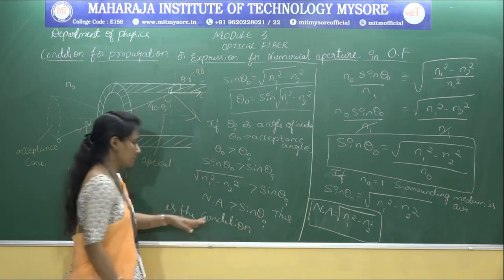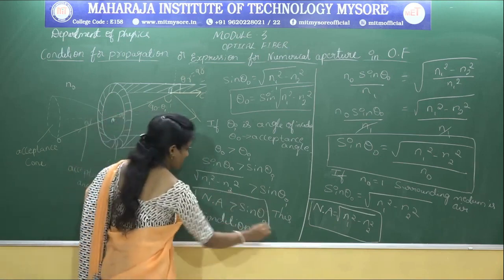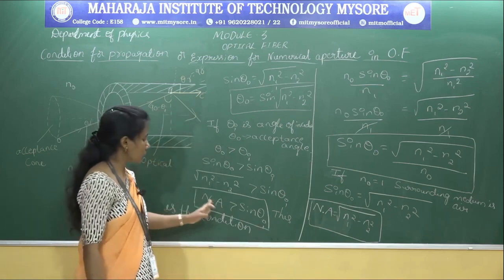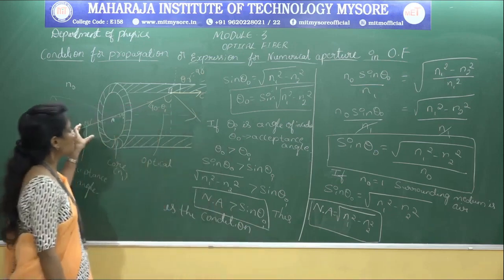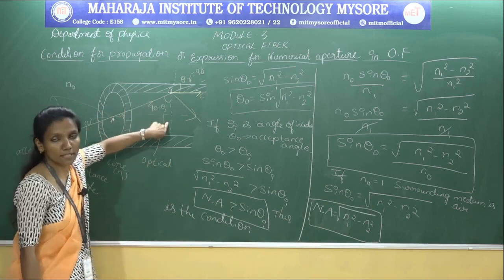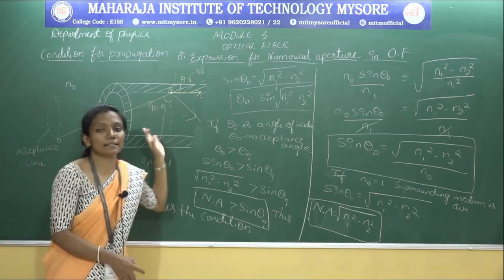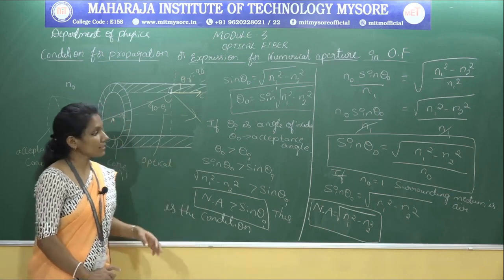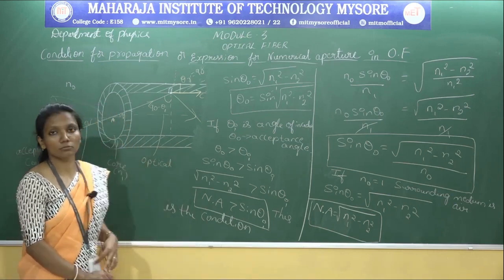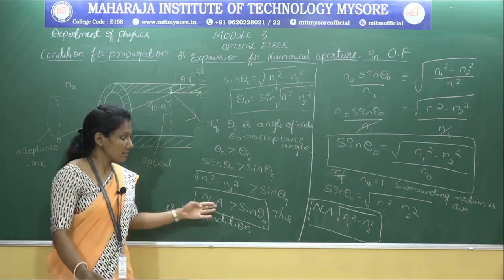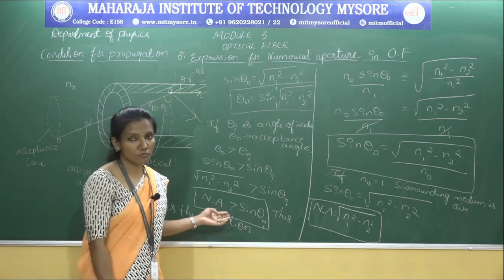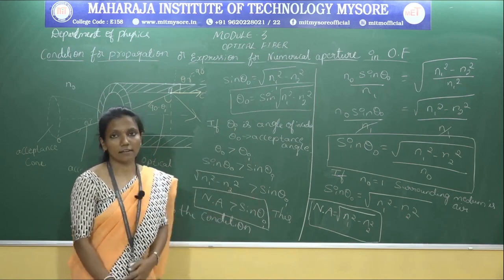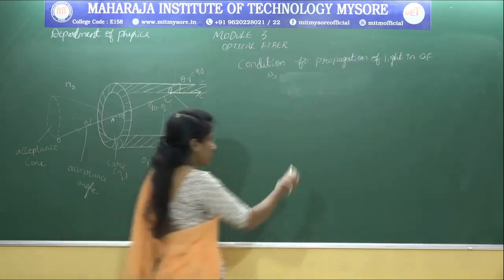Okay, so this is the main condition for the propagation of light inside the optical fiber. Totally, the numerical aperture measures the efficiency of the optical fiber, how many light rays it can gather inside the optical fiber. So this is about the condition of the numerical aperture. They can ask what is the expression for numerical aperture, or else the condition, so then we have to derive it.